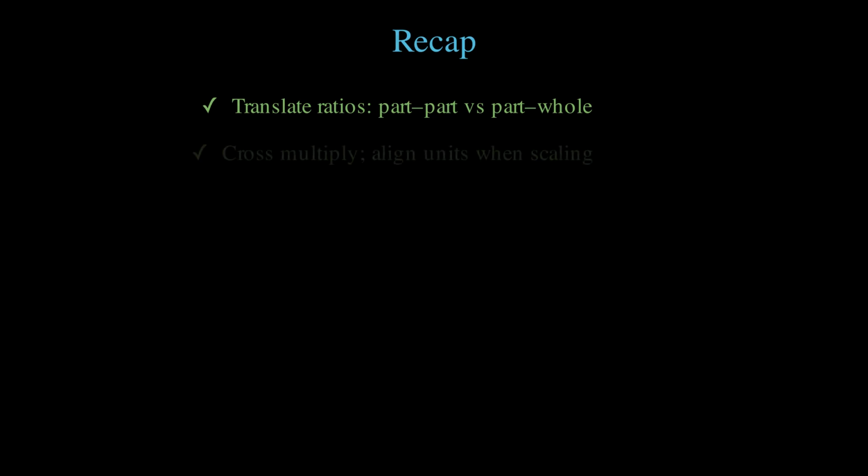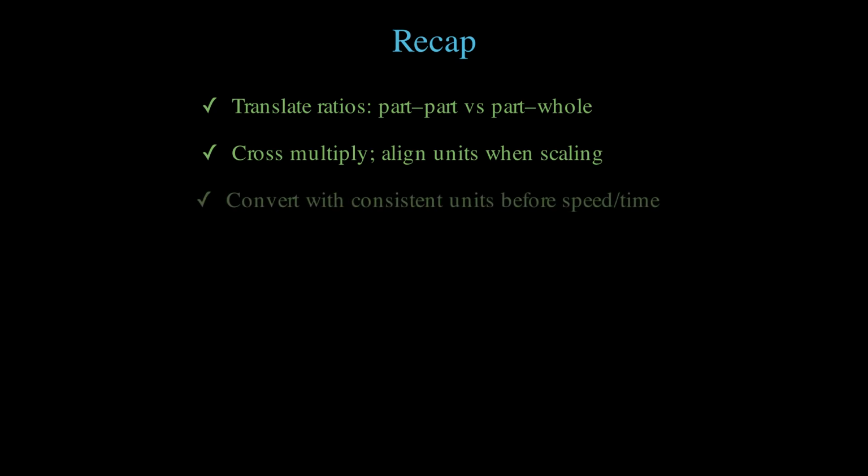Recap, 3 key points. 1. Read carefully. Part to part is not the same as part to whole. 2. Use cross-multiplication for proportions and keep the same units on each side when you scale. 3. Convert map distance to real distance with consistent units before you combine with speed.